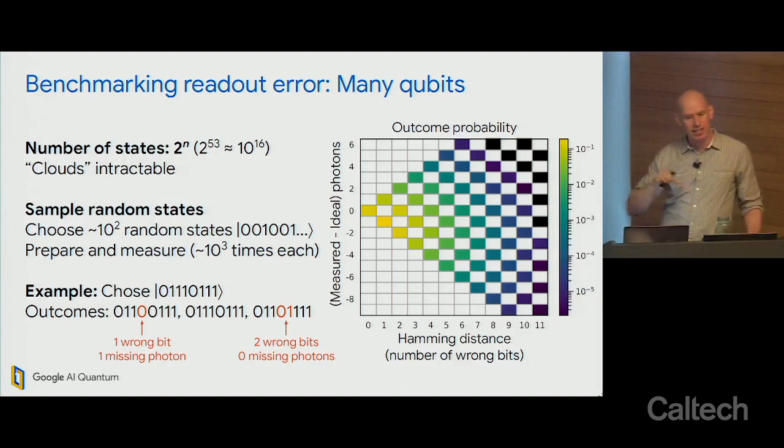So here, this is about 20%. Actually, the most likely outcome is that we lose one photon and get that one bit wrong. And you can see this very nice color pattern. This is the outcome probability on a log scale. And this tells us about how the device is performing, what the biases are in the errors, and how well we're doing in terms of measuring all of the qubits simultaneously.